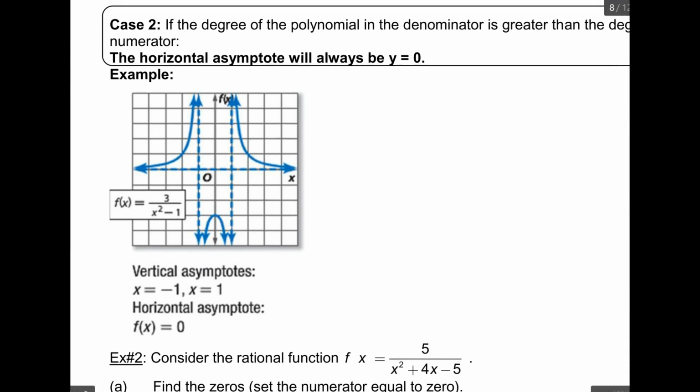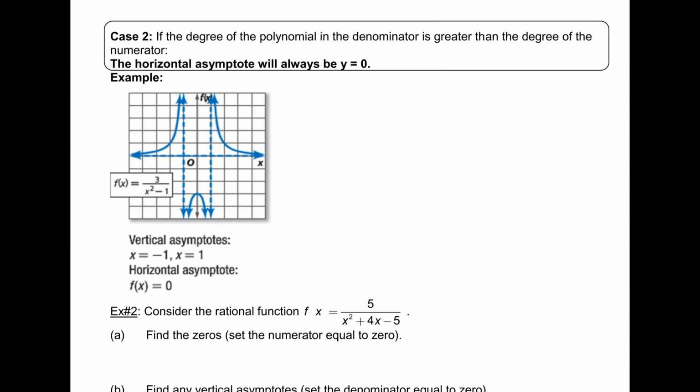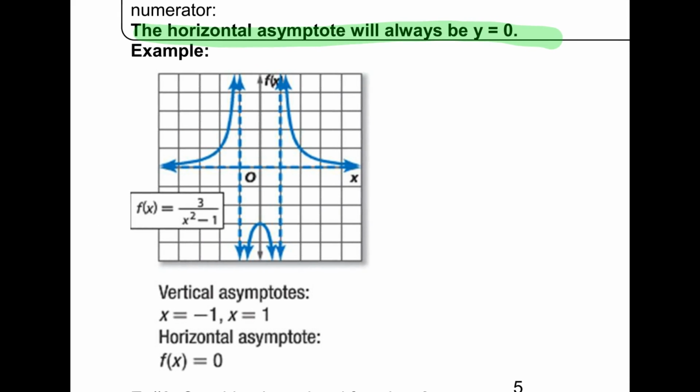Alright, case 2. If the degree of the polynomial in the denominator is greater than the degree of the numerator, the horizontal asymptote will always be 0. So what does that even mean? What does this mean, degree of the polynomial in the denominator? Like, in English, what is this saying?